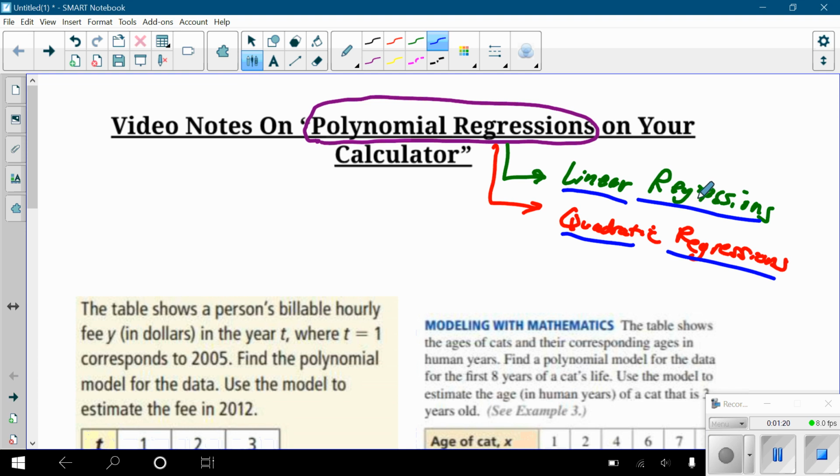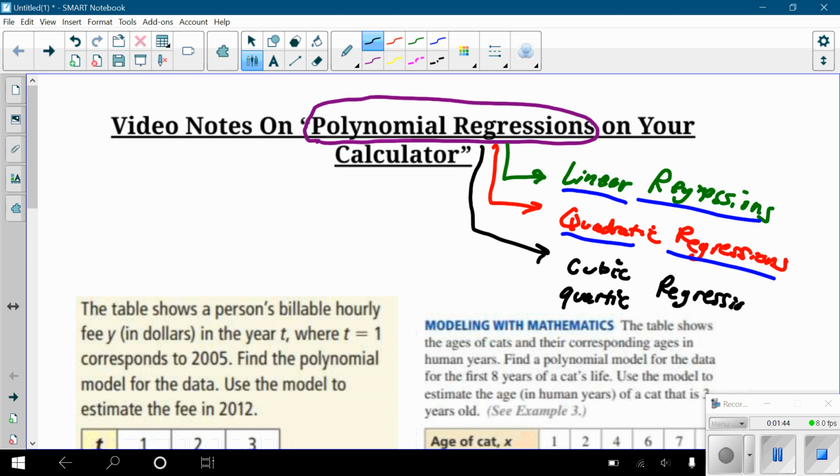And all we're doing now is extending this and saying, hey, if you can find the line of best fit or a parabola of best fit, I bet you can find a cubic of best fit or a quartic of best fit. You can find not only a 1st degree polynomial or a 2nd degree polynomial, you can find a 3rd degree polynomial or a 4th degree polynomial that fits the data.